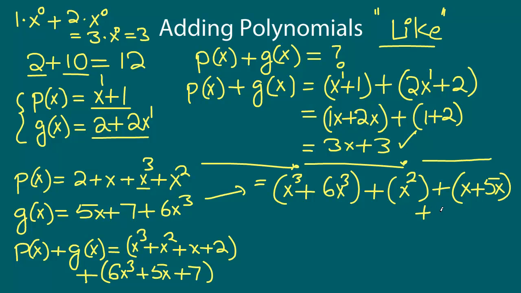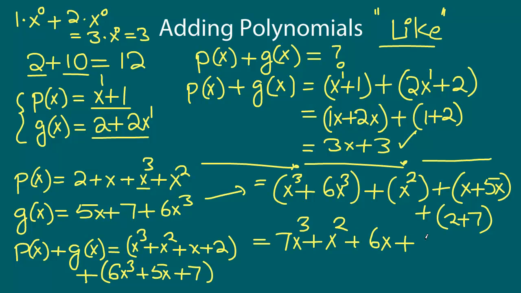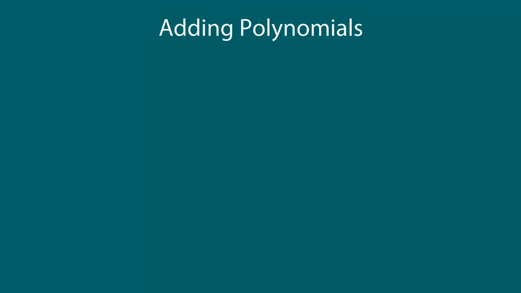And then we have the constant term 2 plus 7. And now we just simplify. So this will be 7x cubed. Then this will be x squared. This will be 6x. And this will be 9. So when we add these two polynomials, our answer is this. So let's take a look at one final example.